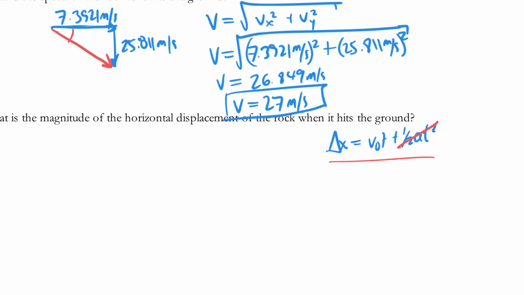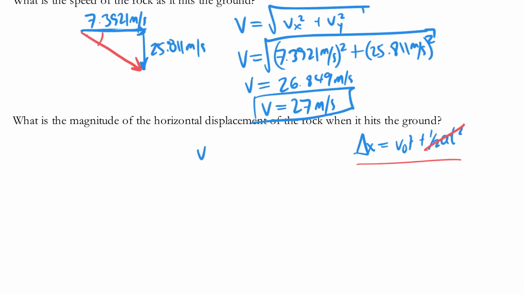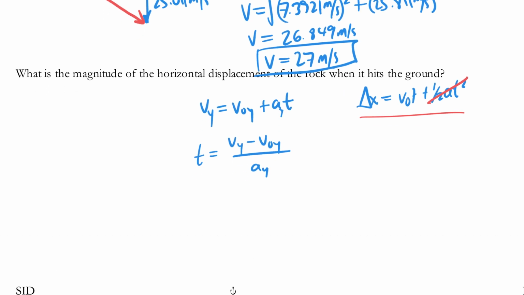I will leave some space, maybe on the left, just to show you another way. So vy equals v naught in the y plus at. That a will be in the y. So we'll rearrange that, and I'll say t equals vy minus v naught in the y, divided by ay. Be very careful with the signs on this.